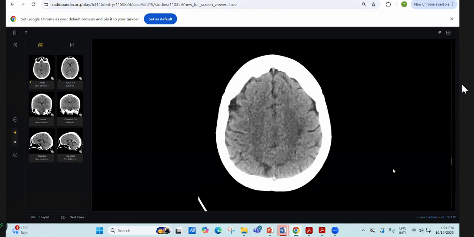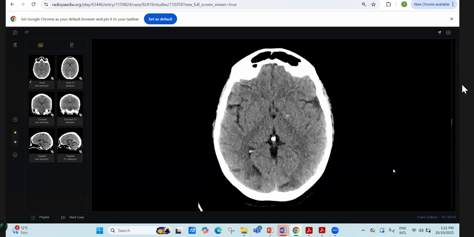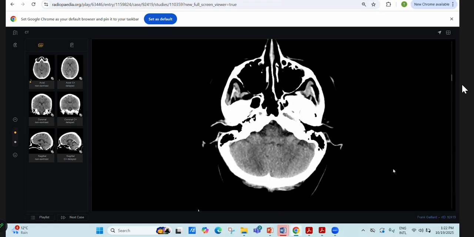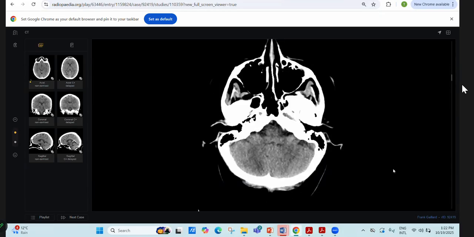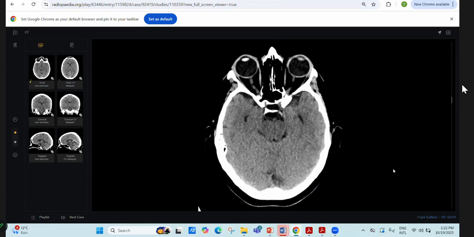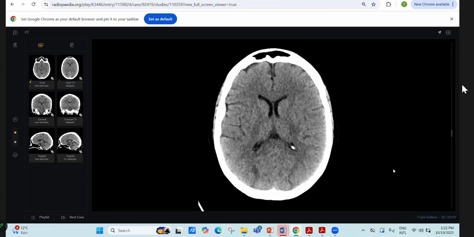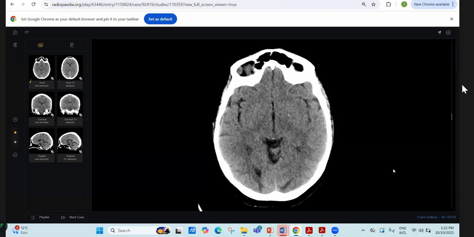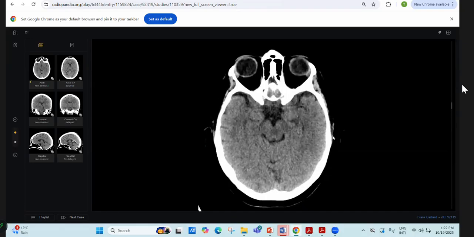Okay. I'm presented with axial CT, non-contrast. I would first scroll from top to bottom. In my first scroll, I cannot see any obvious abnormality. The basal cisterns are patent. Gray white matter differentiation is preserved. There is no midline shift or hemorrhage. Small punctate calcific density is seen in the basal ganglia.